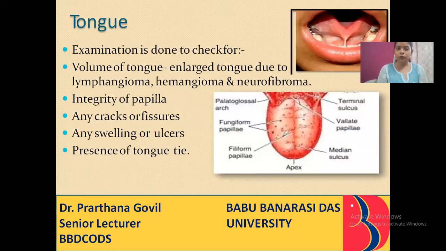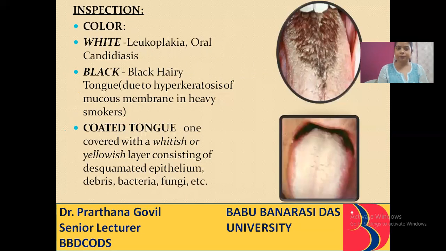Now, for the tongue, you should examine the volume of the tongue, integrity of the papillae, and check for any cracks or fissures. Check for swellings or ulcers present on the tongue, and presence of tongue tie. Now, how do you check the tongue? You inspect for the color. If it is white, you can suspect leukoplakia or candidiasis. If it is black, you can suspect black hairy tongue. If it is a coated tongue, covered with a whitish or yellowish layer consisting of desquamated epithelium, debris, bacteria, and fungi, you need to check about it.